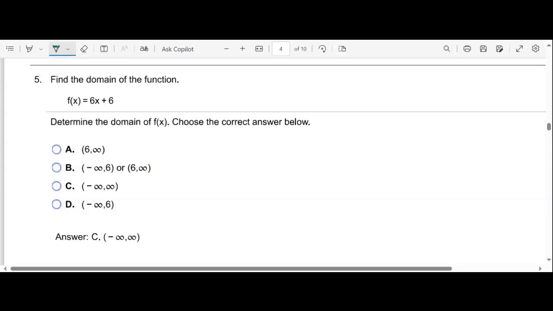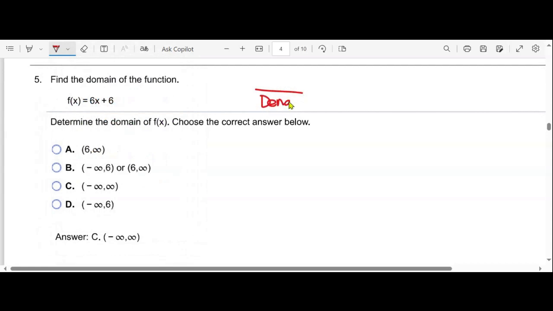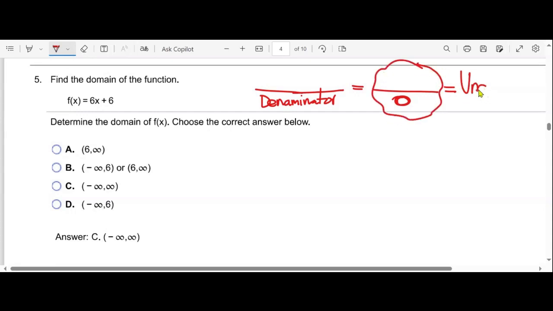What do you think? Negative infinity, infinity. Why? Because we only concern, what do we concern with the denominator? The denominator should not be what? It should not be 0, because if the denominator is 0, the whole thing becomes what? Undefined.